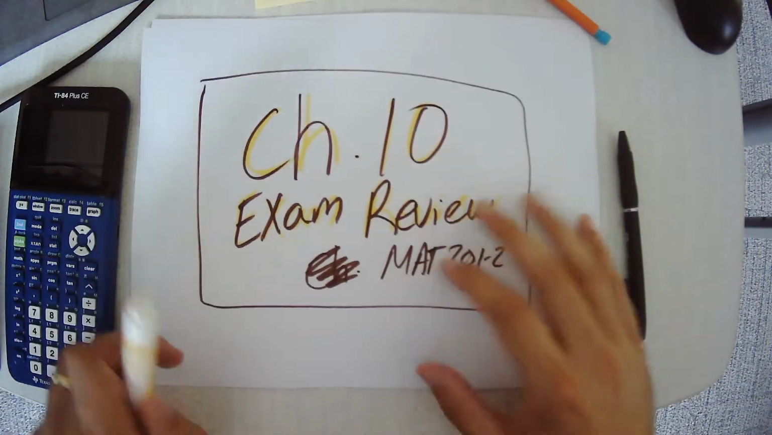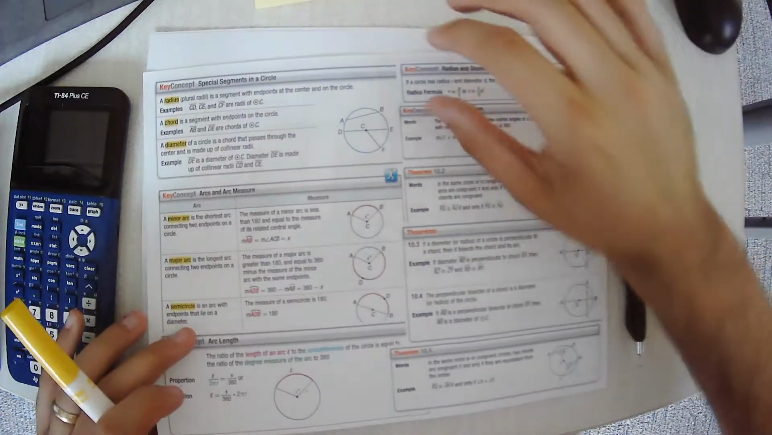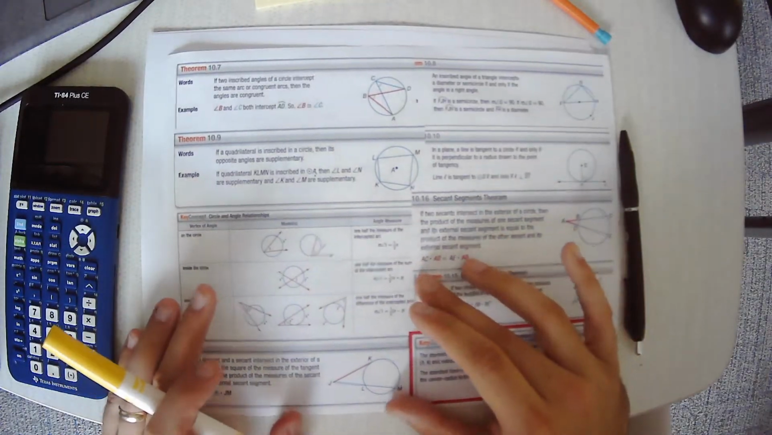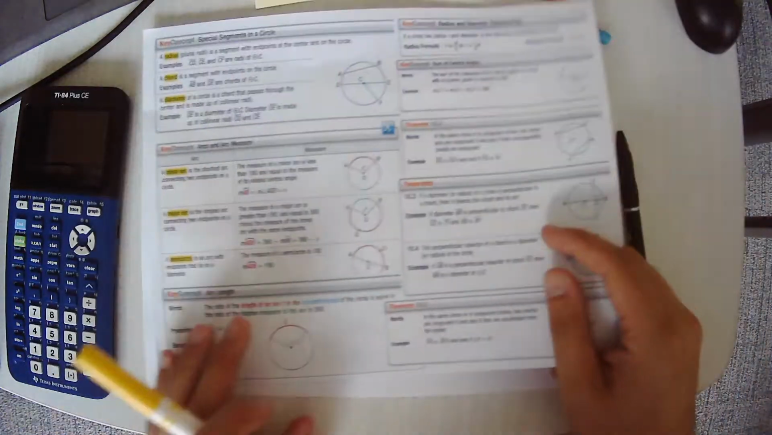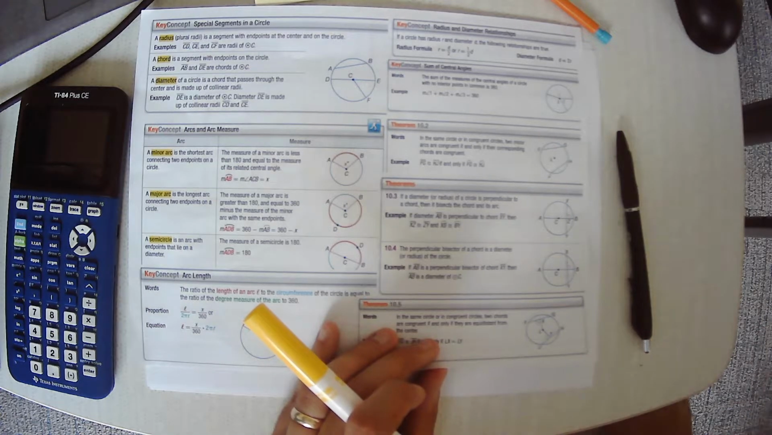Okay, Chapter 10 review. Chapter 10 is circles. It is a whole page of your formula sheet, but it is the exact same formula sheet that you have had before. You do not need everything, but I just wanted to keep it the same so you knew where everything was.